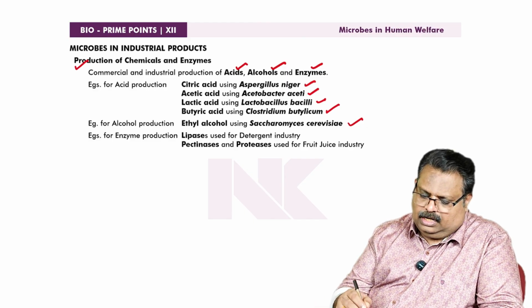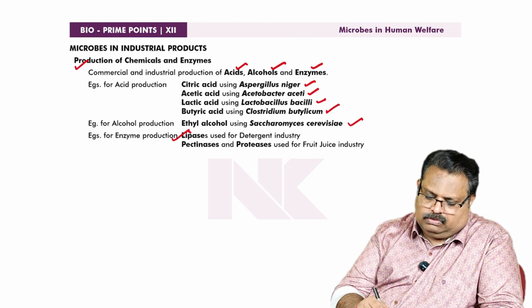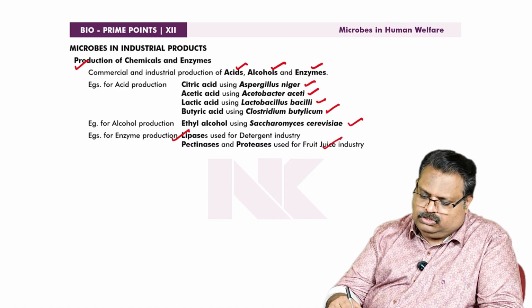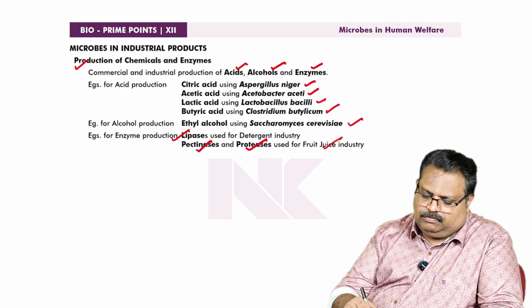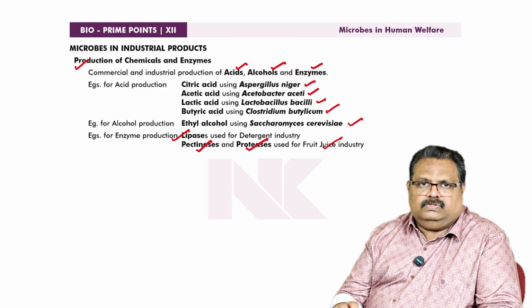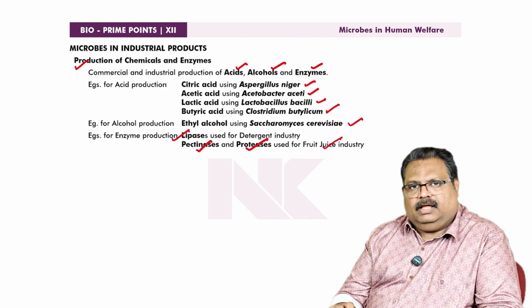Then in the industrial use for detergent industry, some enzymes are used called lipases to remove the oil stains. And in the fruit juice industry, pectinases and proteases are produced to dissolve the fibers present in the fruit juices. Okay, all these are produced by the cultivation of microbes.